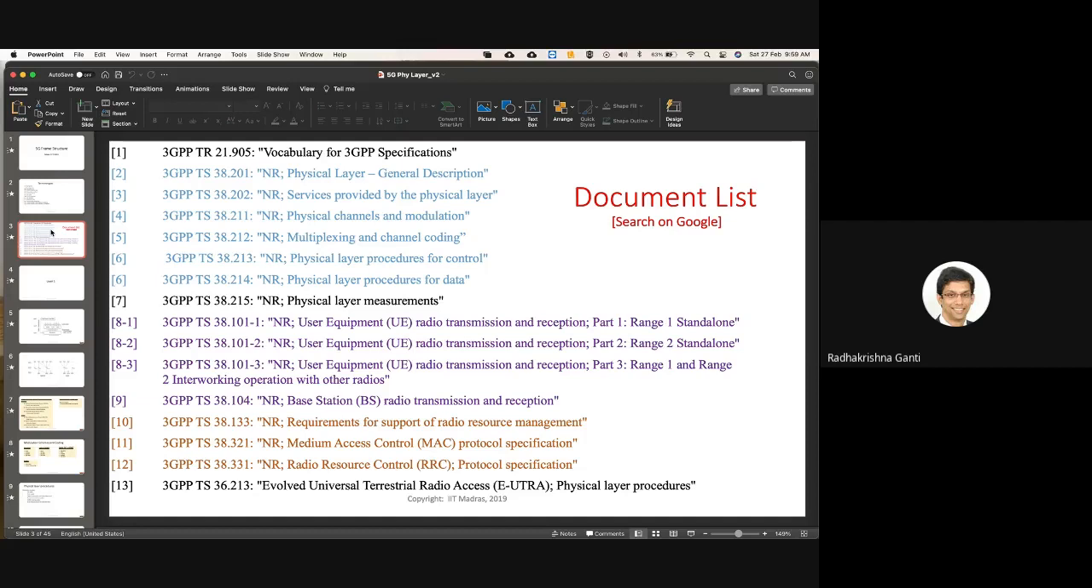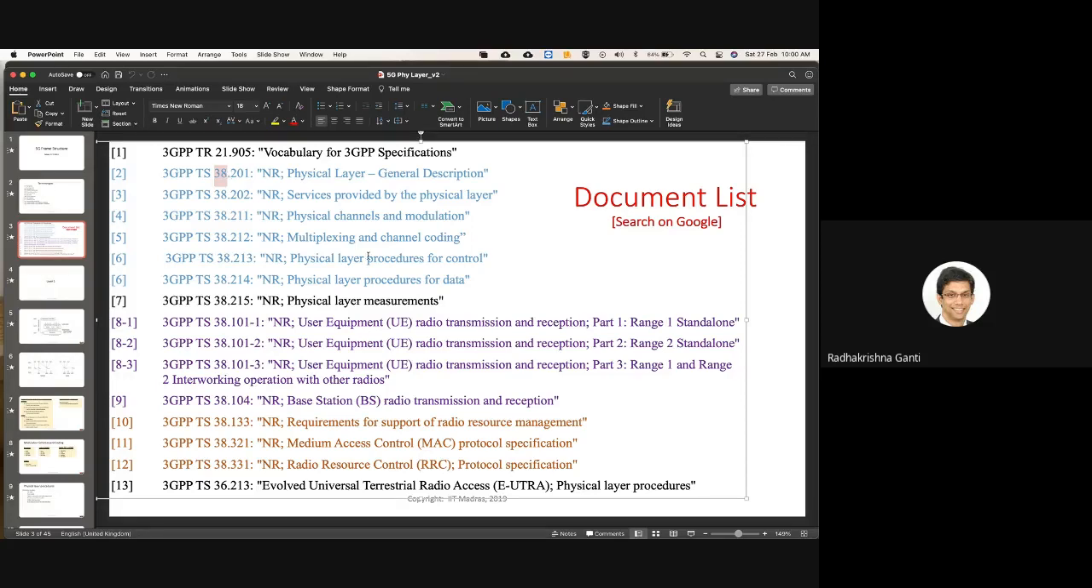So the first thing that we have to do: these are the set of documents that we are going to use. All the documents of 5G start with the number 38. 38 is the series for 5G. 36 was the series for LTE. So any document that starts with 36 is technically an LTE document. This is more or less a thumb rule. And any document that starts with 38 is a 5G NR document. So that's why 5G is called the 38 series.